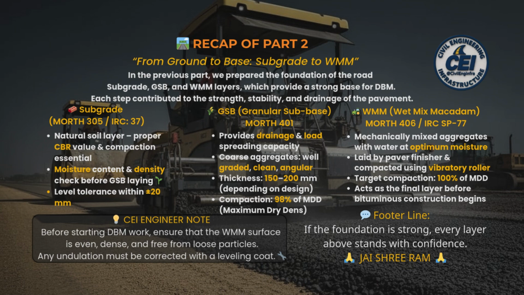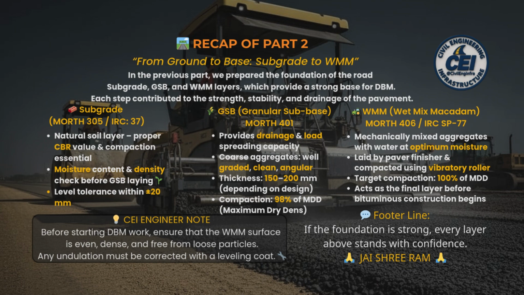GSB, Granular Subbase, MoRTH 401. The GSB layer provides drainage and load spreading capacity. It uses well-graded, clean, and angular coarse aggregates. Thickness usually varies between 150 to 200 mm, depending on the design. Compaction should achieve 98% of maximum dry density (MDD). In short, GSB not only strengthens the base but also ensures proper drainage for durability.